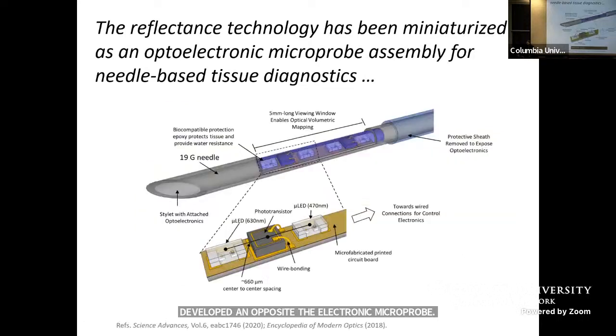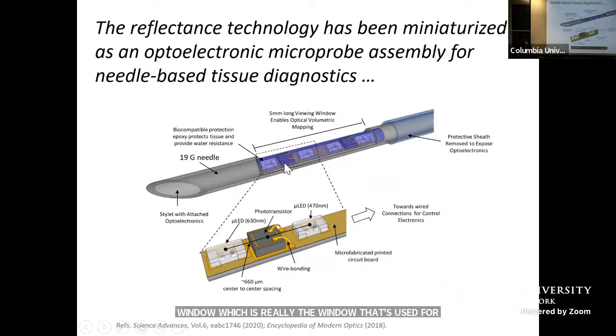So this is a schematic of the probe. So this is a 19 gauge needle that's used in fine needle aspiration. Remember, it's a hollow needle. So we have here inside of what we're calling this viewing window, which is really the window that's used for the aspiration when they do that procedure.